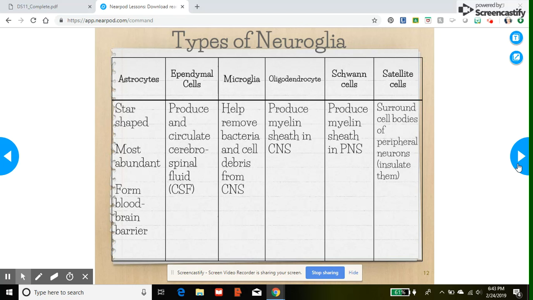Then we have Schwann cells. Okay, these also produce myelin sheath, but the difference is that these are going to do the job in the peripheral nervous system. Okay, PNS is peripheral nervous system. The oligodendrocytes are going to make the myelin sheath in the central nervous system, which is the brain and the spinal cord. And the sixth type are the satellite cells. So these are going to surround the cell bodies of our peripheral neurons. Okay, it's going to keep those insulated.